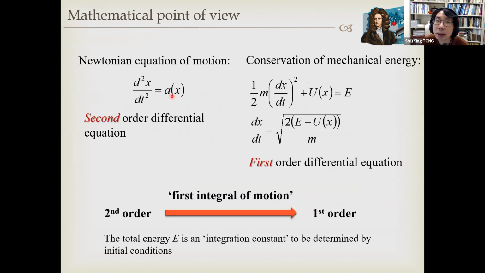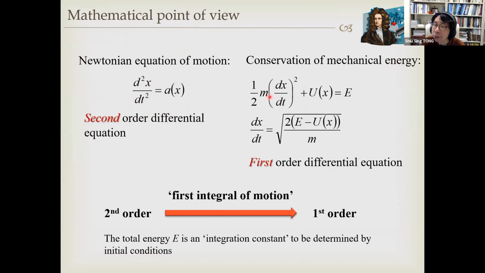Now, mathematically, the equation of motion looks like this. The second derivative of the displacement with respect to time is the acceleration. And in the case of a conservative force, the acceleration only depends on the position. It does not depend on velocity. Now, this is a second order differential equation, which means that the displacement has a second derivative in time. So that is a second order differential equation. You have two derivatives in time.